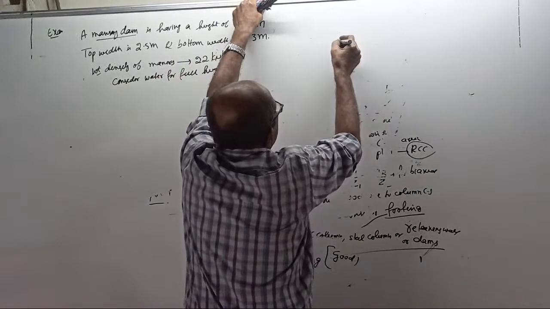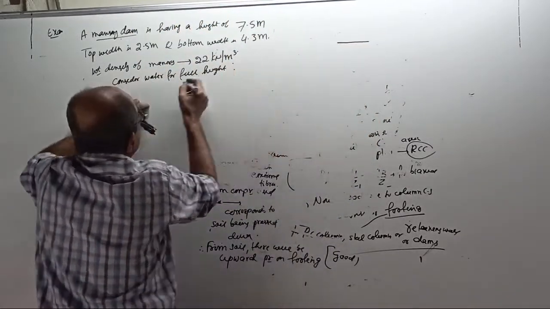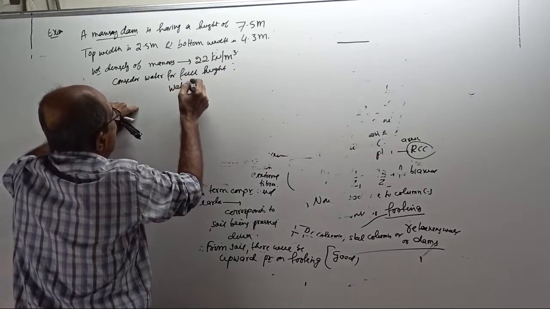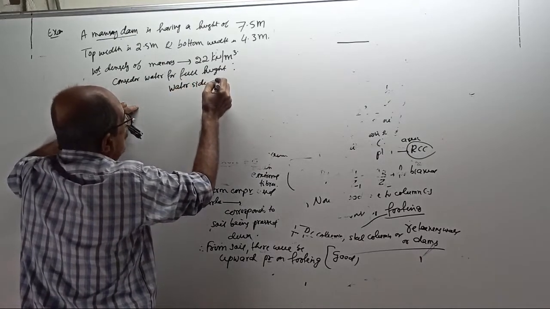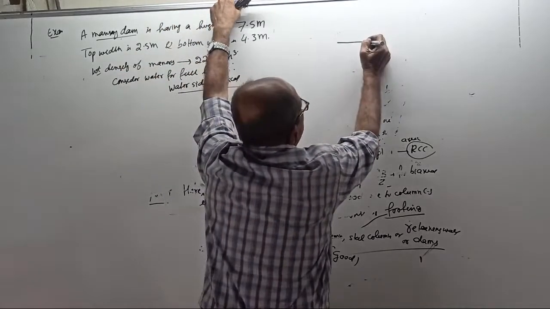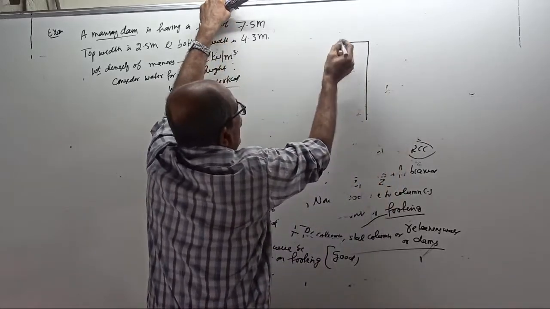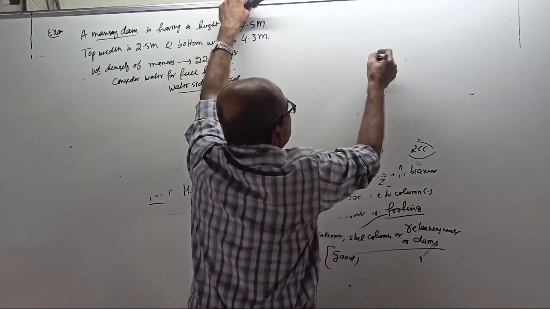Now see, this is the masonry dam. And one more thing forgotten: the water side is vertical. Can I take an incline? No. There is a limit in the class. This is not the RCC class. This is the masonry dam. See, cross section. This is a cross section of 1 meter. We put a 3D sketch. The 3D sketch is this way.